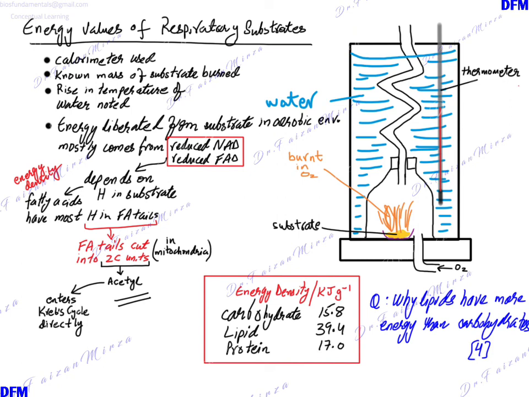And we know that the Krebs cycle's biggest contribution to aerobic respiration is the production of reduced NAD and reduced FAD. The more reduced NAD and more reduced FAD are produced there, the more oxidative phosphorylation will occur and more ATP will be produced from that.